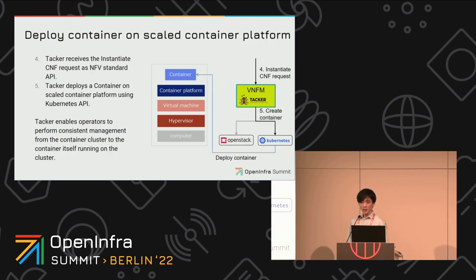And then, Tacker receives an instantiate CNF request. CNF means containerized network functions. So Tacker deploys a container on the scaled container platform using Kubernetes APIs. So Tacker enables operators to perform consistent management from the container cluster to the containers running on the cluster. This is a simple scenario supported by Tacker.